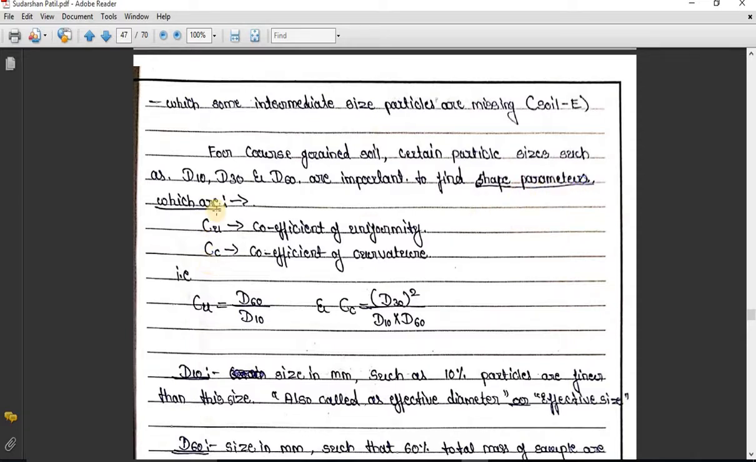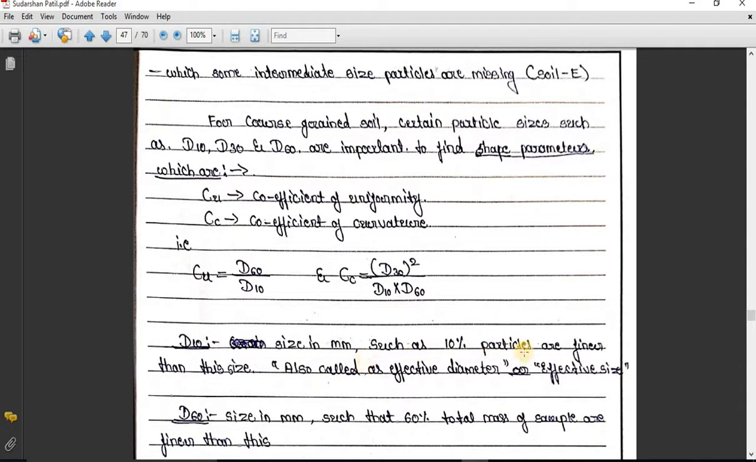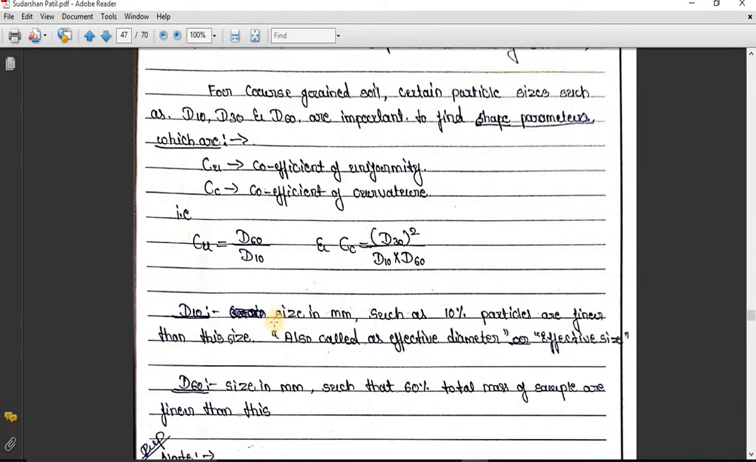So what are these shape parameters? Shape parameters are of two types, that is CU and CC. CU means coefficient of uniformity, CC means coefficient of curvature. For CU and CC, formulas are given over here. So you may ask me, what are D10, D30 and D60? D10 is a size in mm such that 10% of particles are finer than that particular size. So D10 is also called effective diameter or effective size. Remember, once in GATE they have asked about this particular question. So D10 is also called effective diameter or effective size.